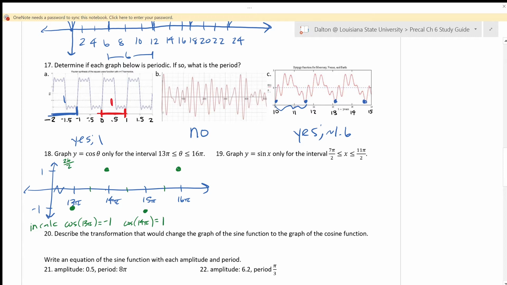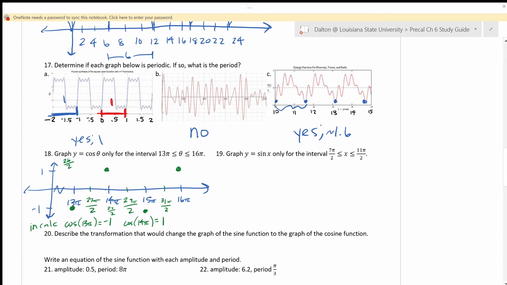26 over 2 is 13, which lets me know that this number is 27 pi over 2. And then 14 would be the same thing as 28 pi over 2. So that means this half would be 29 pi over 2, etc., right? Then 30, then 31 pi over 2. And then do the same thing.